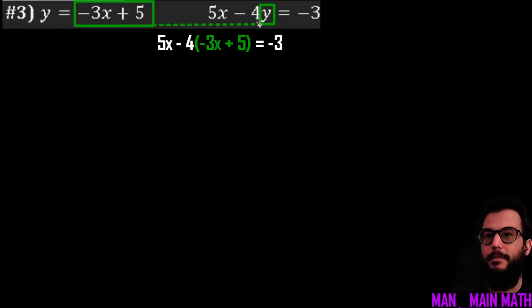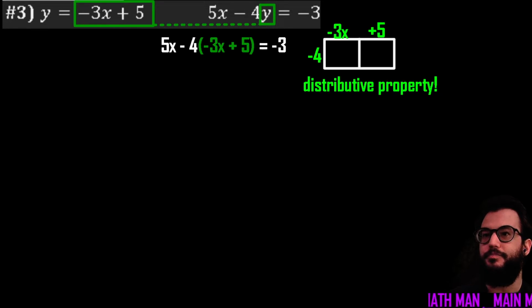Because I'm saying that instead of y, I now have my equation in terms of x. So now I can rewrite it. I have 5x minus 4 times the quantity of negative 3x plus 5 equals negative 3. Again, you use that distributive property to get comfortable with it.